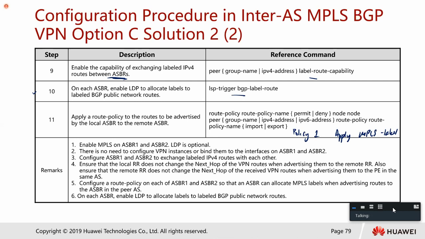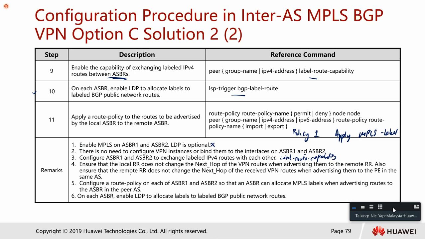Is that okay? So based on the remark here, enable MPLS on ASBR1 and ASBR2. LDP is optional. Actually, LDP is not needed. No LDP required because in between they're running the BGP protocols. There is no need to configure VPN instance or binding between ASBR1 and ASBR2. That is the same as option B. Option C, they do not need to build the VRF. Configure ASBR1 and ASBR2 to exchange labeled IPv4 routes with each other. So they need to do the labeled route capabilities.